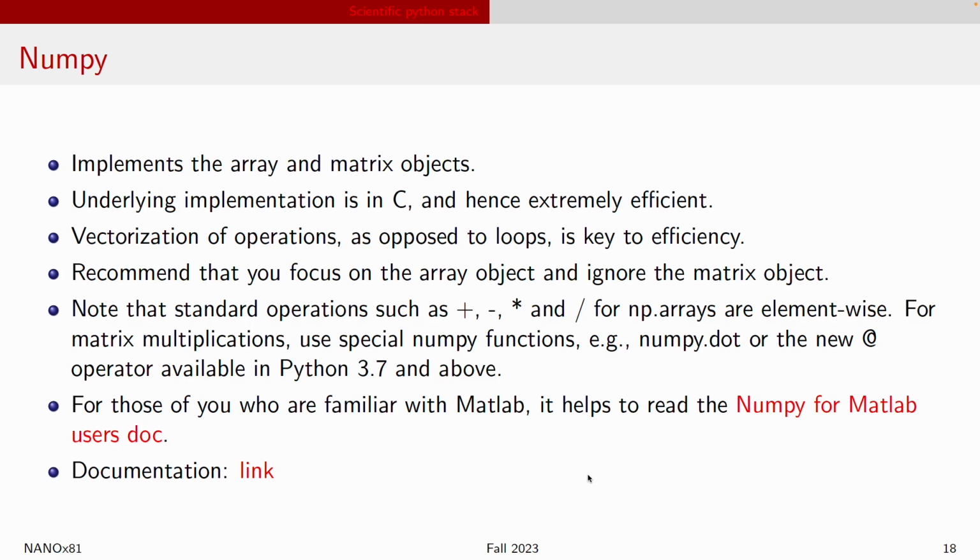Since there are two objects, one of the main questions for any newcomer is always, should I use array or should I use matrix, okay? I would say the same thing as what NumPy would tell you, basically that you should ignore the matrix object, okay? There's almost under no circumstance that you actually will want to work with the matrix object. So just use the array object, okay? If you use the array object, there are some things that you need to remember, okay?